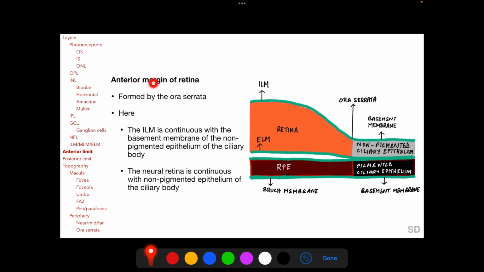The anterior margin of the retina is formed by the ora serrata. We'll describe the surface features of the ora serrata later when we discuss topography of the retina. At the ora serrata, the internal limiting membrane is continuous with the basement membrane of the non-pigmented epithelium of the ciliary body. The neural retina is continuous with the non-pigmented epithelium of the ciliary body.